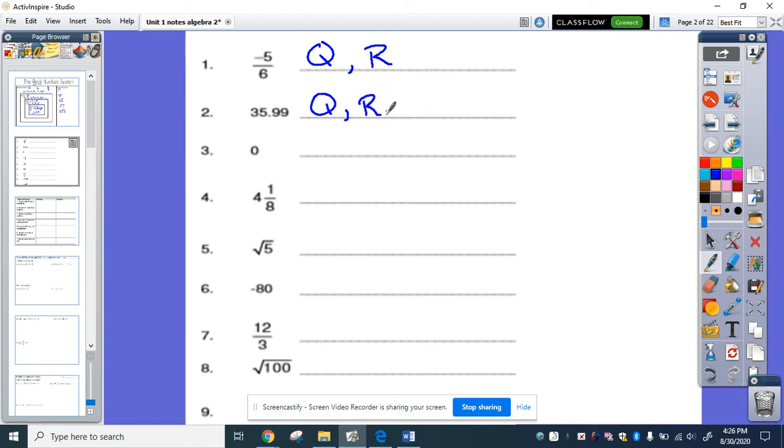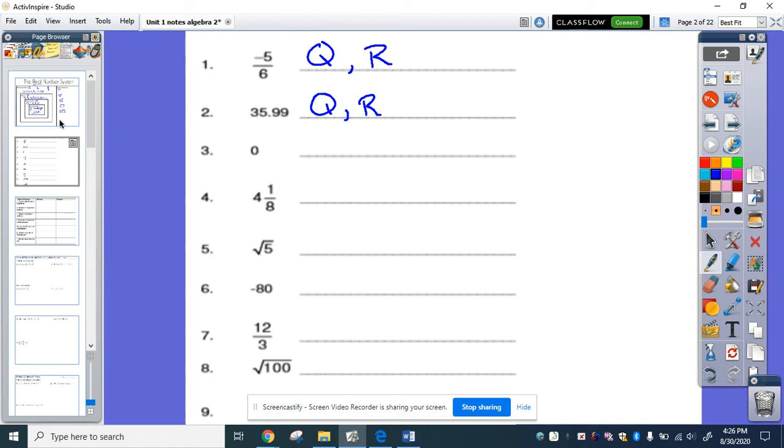Okay? So all of these things that you're going to be looking at here, they are not only most likely going to be rational numbers, they are also, if they're rational, they're always real. If they're irrational, they're still always real numbers. Okay? Real should be part of almost every answer that you're going to be giving.